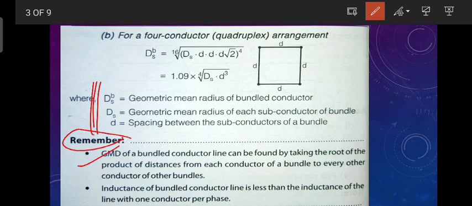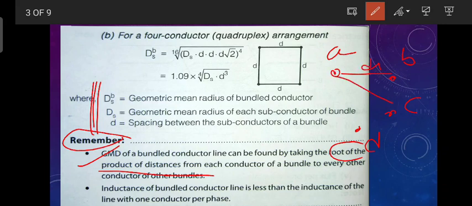Geometric mean diameter of bundle conductor can be found by taking the root of the product of distances from each conductor. If there is a conductor, and another conductor, and another, and another, let this conductor be A, this B, this C, this D, and this is the distance d1, this is distance d2, this is distance d3.